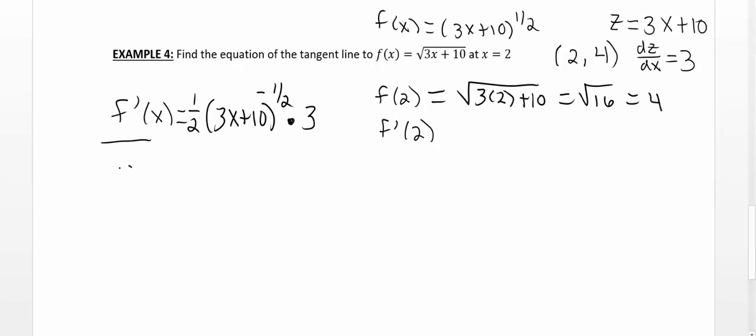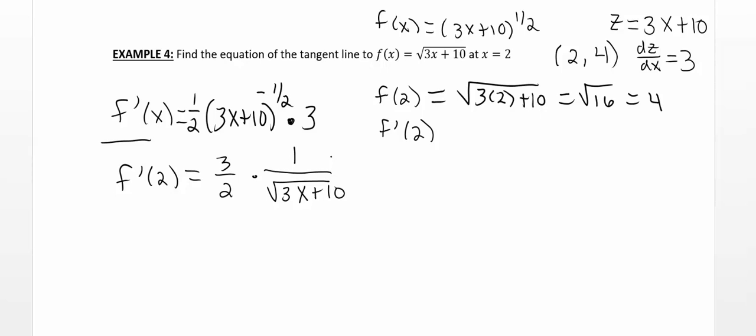I can simplify this a little bit as I go, but remember, I need to figure out what the derivative is at 2. So if I pull that 3 in front, I get 3/2 times 1 over the square root of 3x plus 10. I did that in a couple steps all at once. Just to review, I multiplied the 3 and the 1/2 together to get 3/2. If you have a negative power of a function, you can put it in the denominator. So (3x plus 10) to the negative half is the same thing as 1 over (3x plus 10) to the half. Something to the half power is the same thing as the square root, so I put the square root symbol back in to make our calculation a little bit easier.